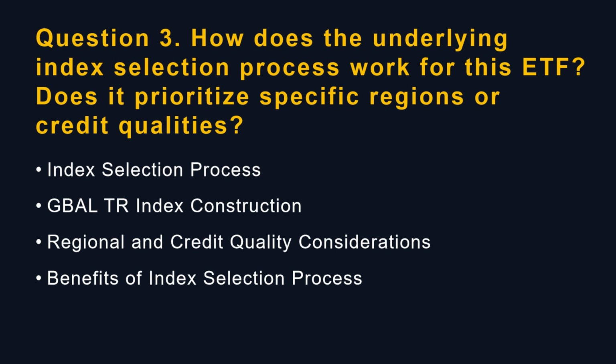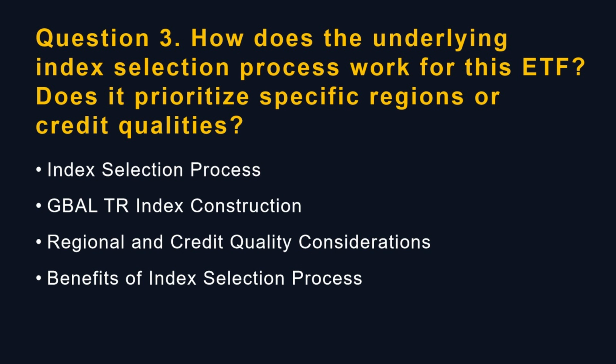Regional and credit quality considerations. While diversification is a core principle, the index will naturally reflect the current global bond market landscape. Developed markets like the US, Japan, and Europe typically hold a significant weight due to their larger bond markets. However, the specific allocation can fluctuate over time.